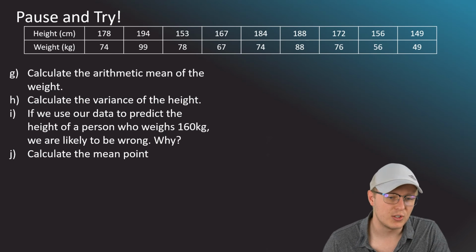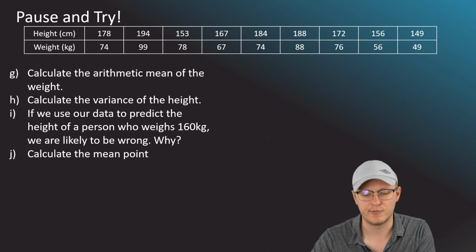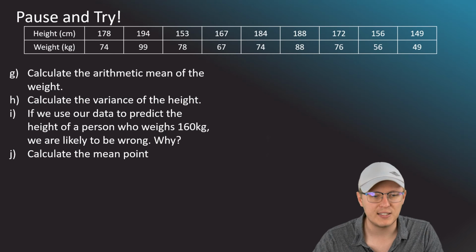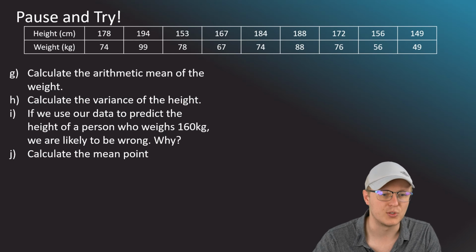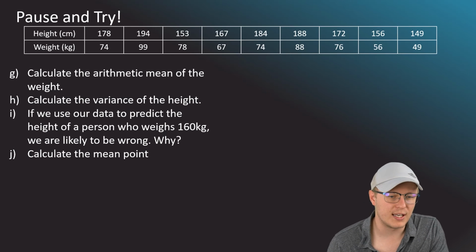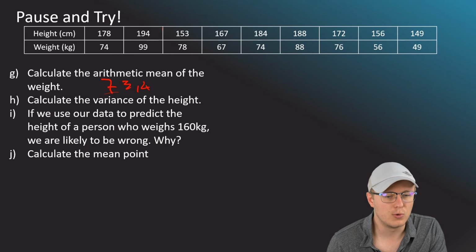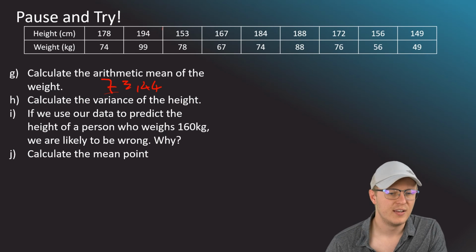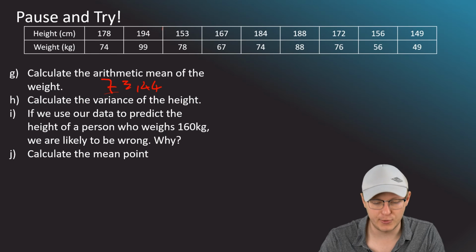Okay, so to calculate the arithmetic mean of the weight, that is the mean of the y variables, that was the weight, right? So here I'm going to select option 5 for y bar, and I'm going to get that the mean weight was 73.44.